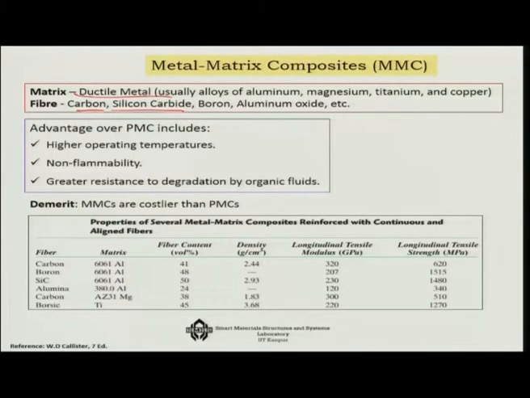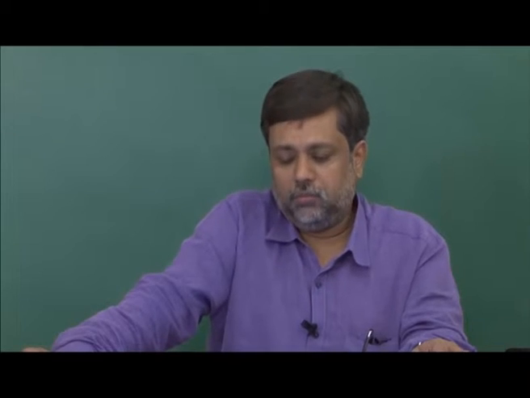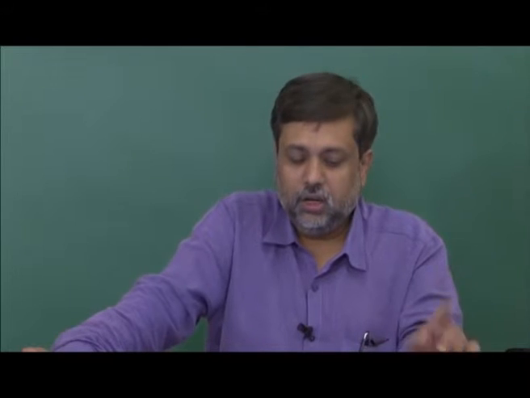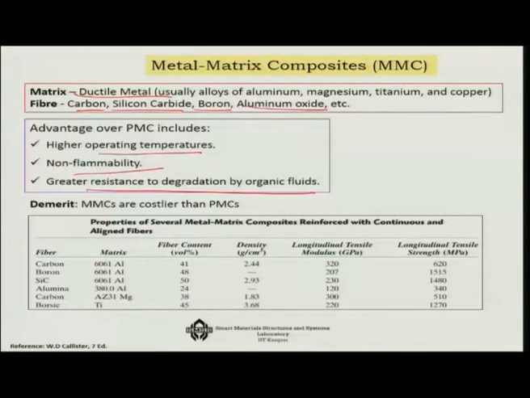So these are inorganic fibers, then boron fiber and aluminum oxide, that's a ceramic fiber. Any one of these fibers can be used in the metal matrix composite. Advantage over PMC is definitely high operating temperature and definitely non-flammability and greater resistance to degradation by organic fluid. In many chemical plants, there are organic fluids which can contaminate the pipelines. So this MMC is much better in all such cases, including a good operating temperature.